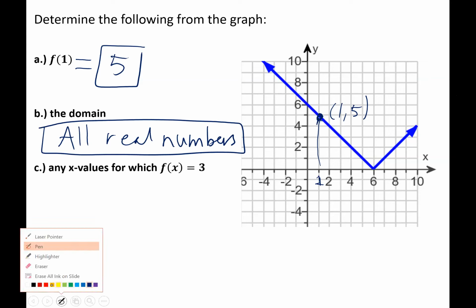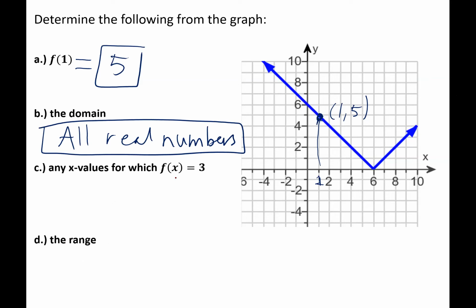Any x values for which f of x is equal to 3? We want to know when y would be equal to 3 on this graph. And it actually happens more than once. Here's 3. Here are the 2 points where it happens.